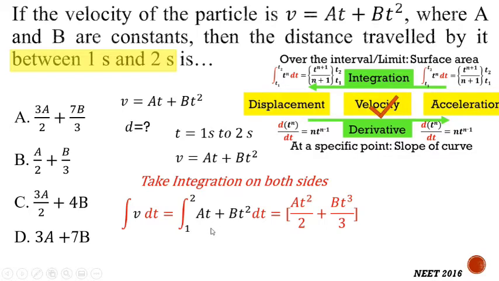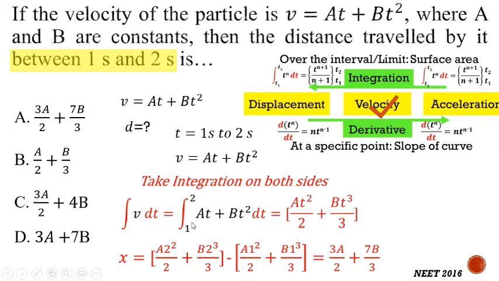So in case of integration, what do we do? We increase the power and divide by the power. So the power is increased by 1, that is t square, and now the increased power will be divided. So 2 is the increased power, so divide by 2. Here in the second term, the power is 2, so increase the power by 1, so it becomes t cube, and again divide by the power, that is divided by 3. The upper limit will be used first and then subtracted by putting the lower limit.